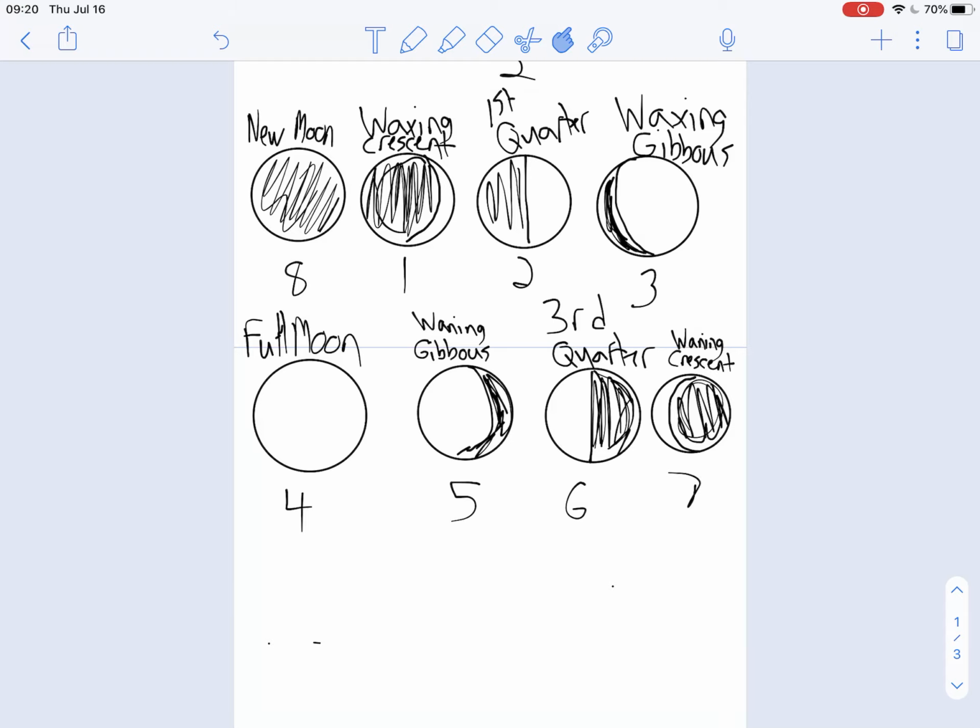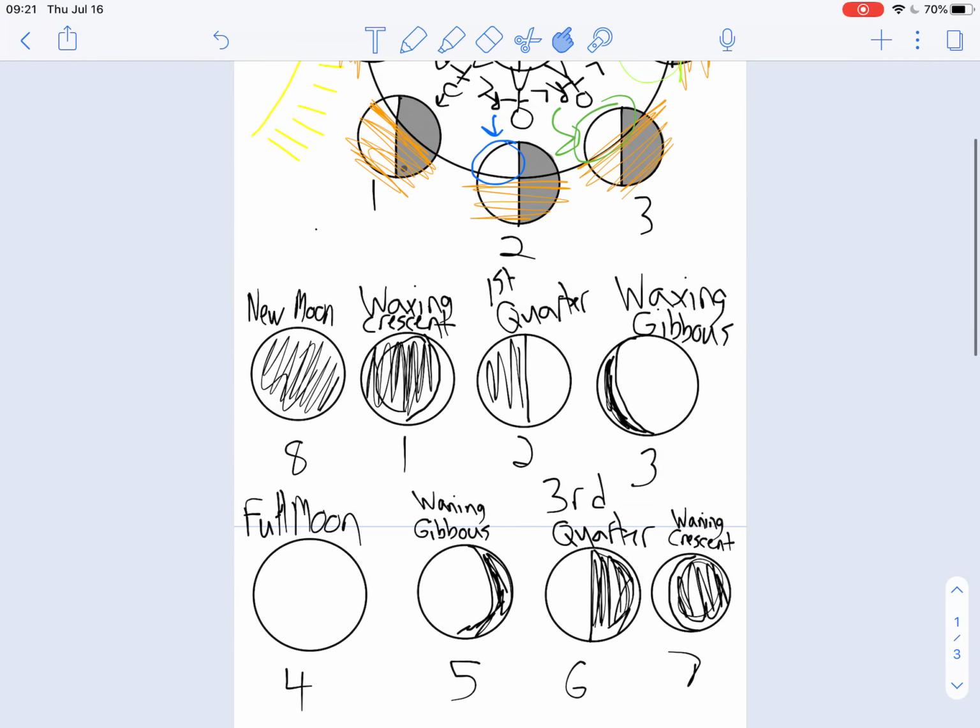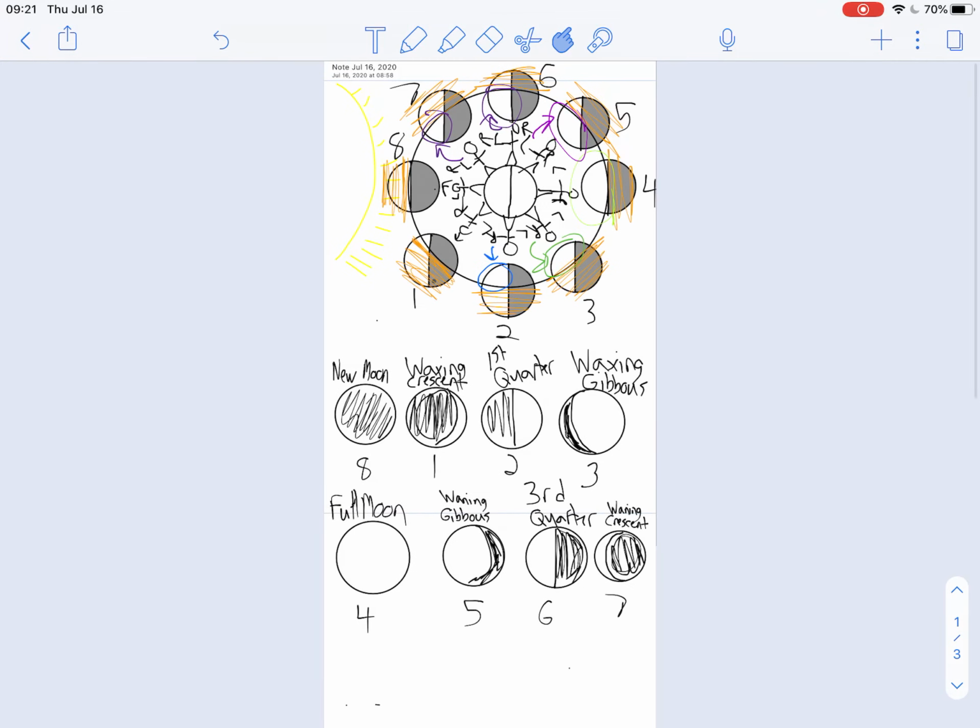Okay. I think the one thing to remember, and this will be in the notes, is that waning is when the left side is illuminated. Waxing is when the right side is illuminated. We'll talk about the timing of all this in the notes that we do for our Google Meet. But that overall is how you figure out the phases of the moon.